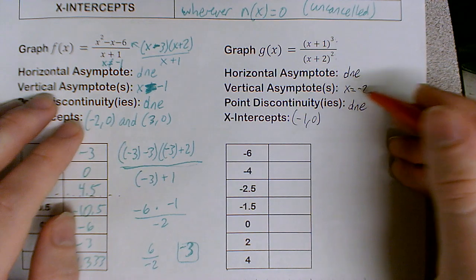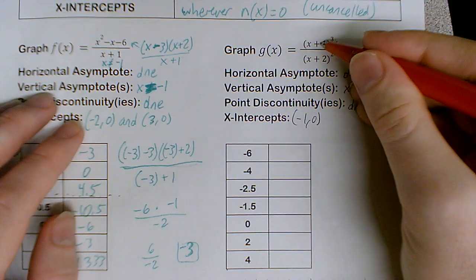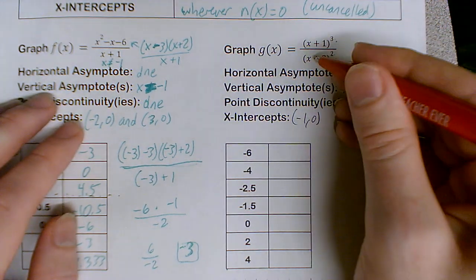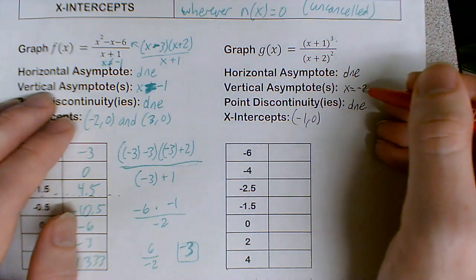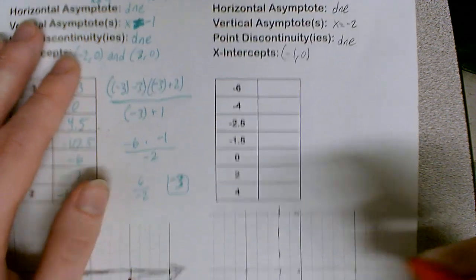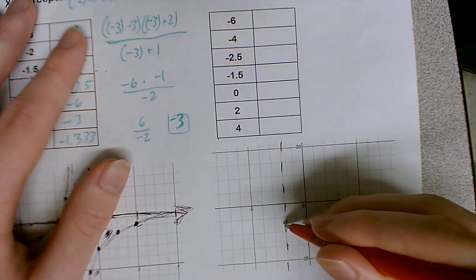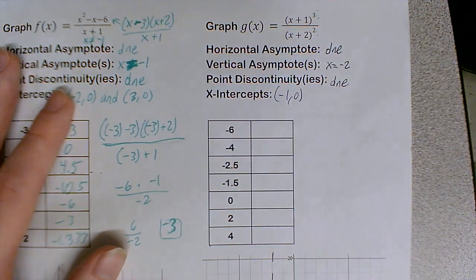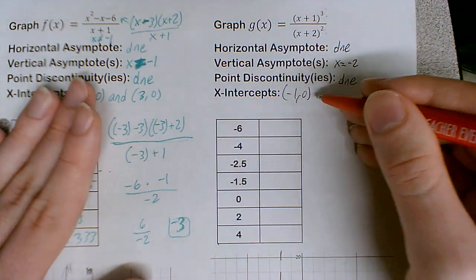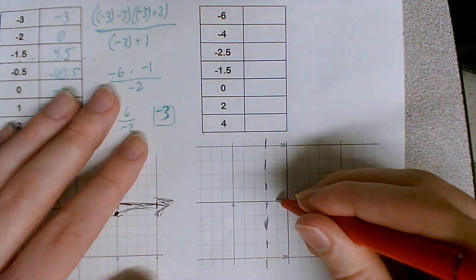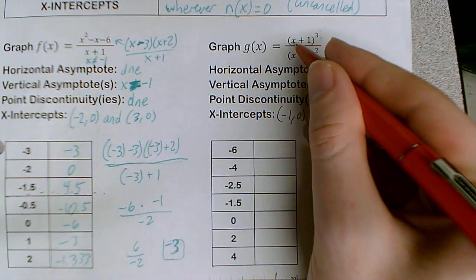exist. The vertical asymptote is at x equals -2 because none of these x plus 1s on the top cancel with any of the x plus 2s. So the only thing that turns this denominator to 0 is x equals -2. So now we have this vertical asymptote right here. The point discontinuities don't exist because nothing cancels. And we have an x-intercept at -1, 0. Why? Because this numerator can only be set to 0 if x is -1.